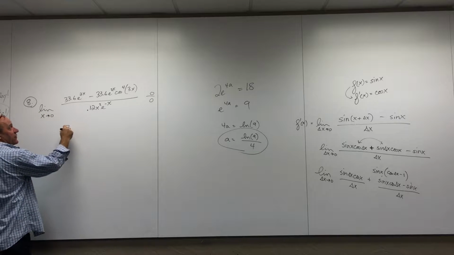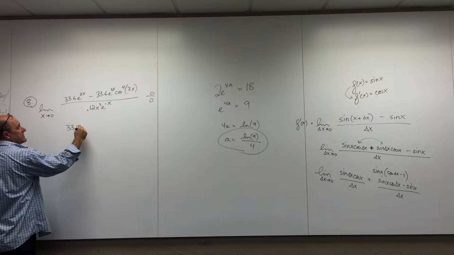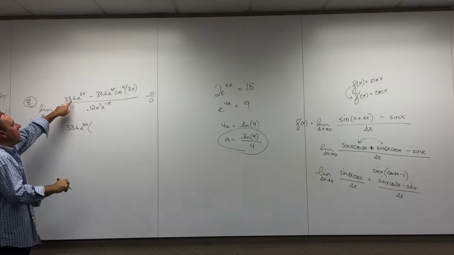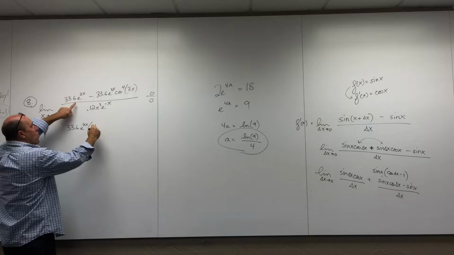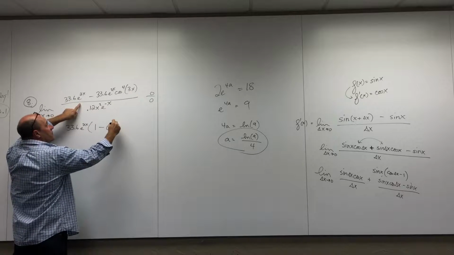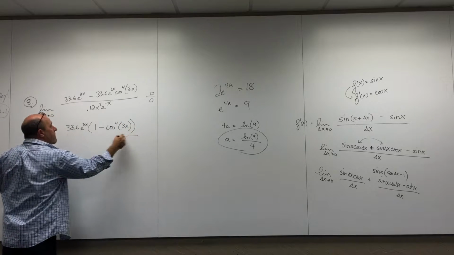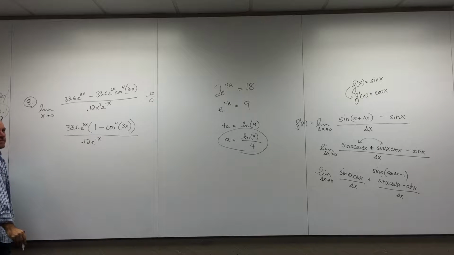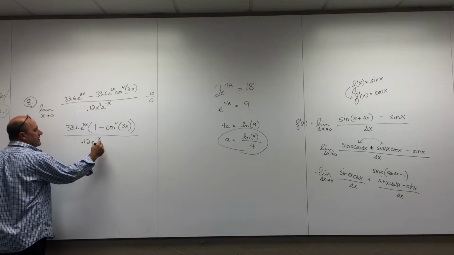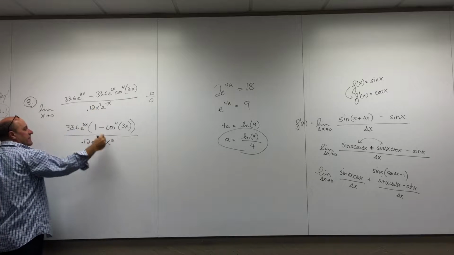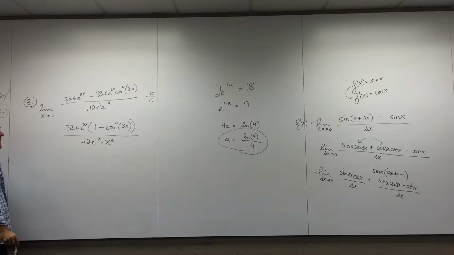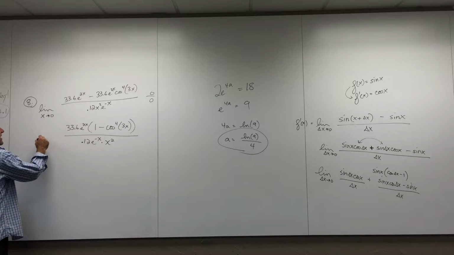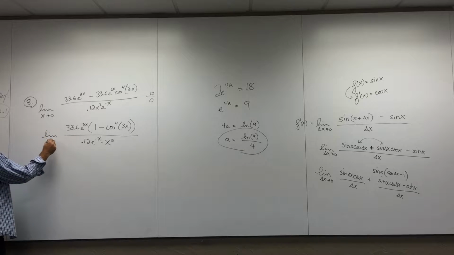I would factor out a 33.6 e to the 2x. What are you left with if you factor out 33.6 e to the 2x? 1 minus cosine to the 4th. Oh, wait a minute, and there's an x squared here, right? Right. Sorry about that. So that was factoring. You guys can do that. That didn't help much yet.